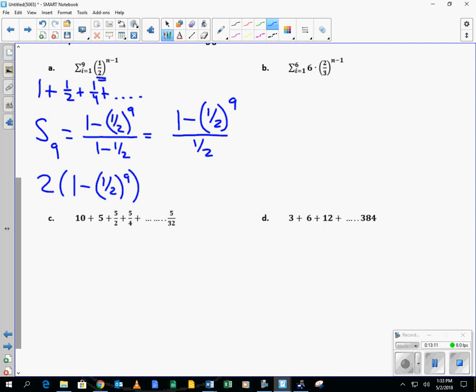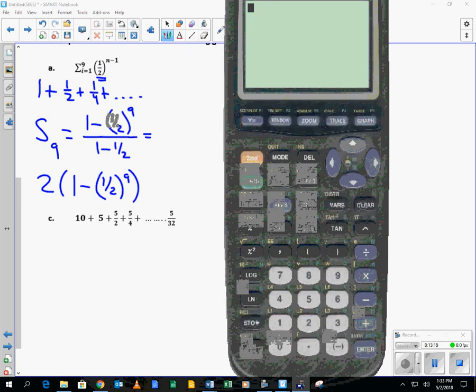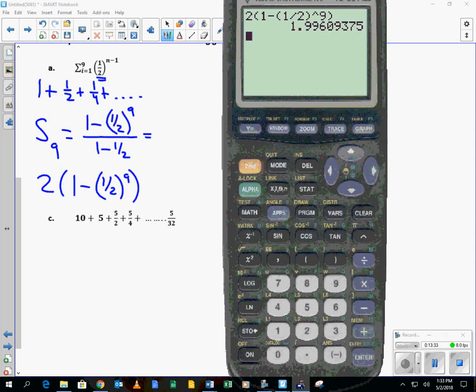Okay. All right. So I'm going to figure it out with my calculator quick here. I've got a handy-dandy calculator, and I'm going to use it. I'm going to do 2 times parentheses 1 minus parentheses 1/2 raised to the 9th power. And I press enter and I get that.